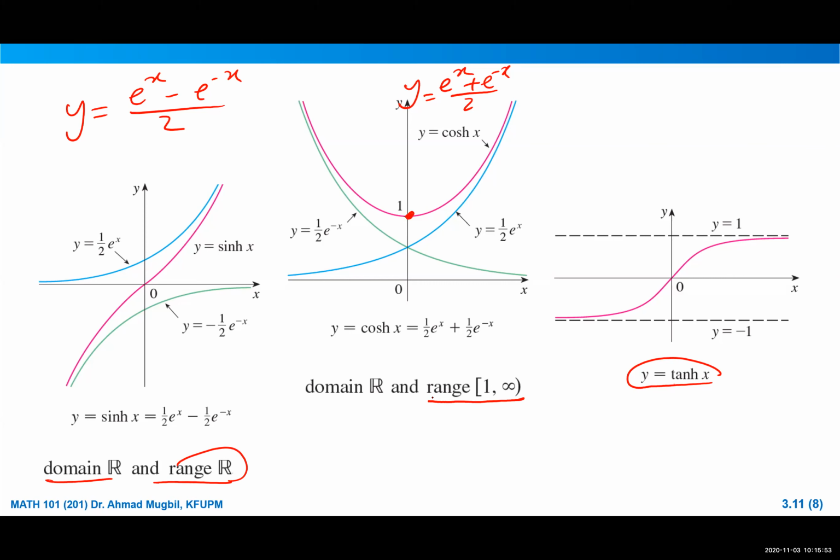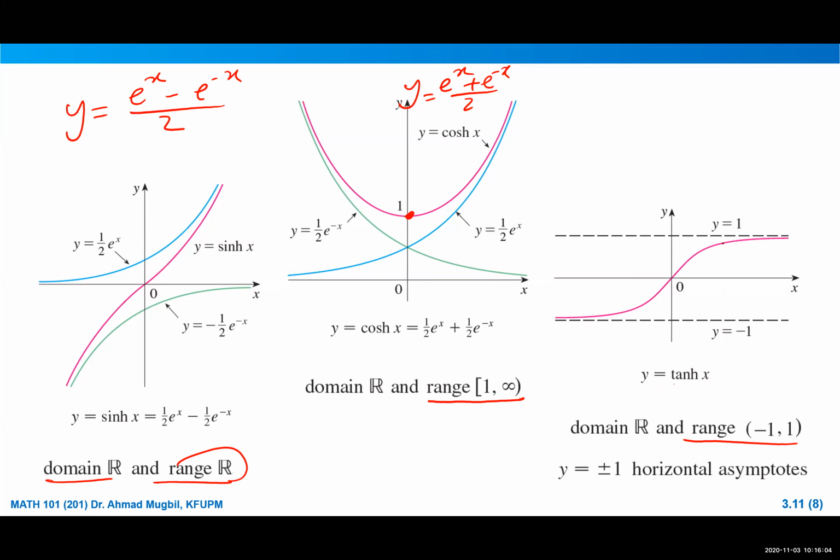For tangent, you can see clearly that the domain also is all the real numbers, but the range is the open interval from -1 to 1. Not only that, it has horizontal asymptotes at 1 and -1. So it is easy. The domain and the range are all the real numbers for sine hyperbolic. You just need to focus on the range of cosine hyperbolic, and the range of tangent hyperbolic.